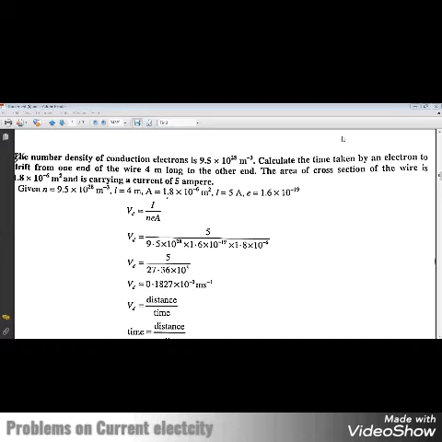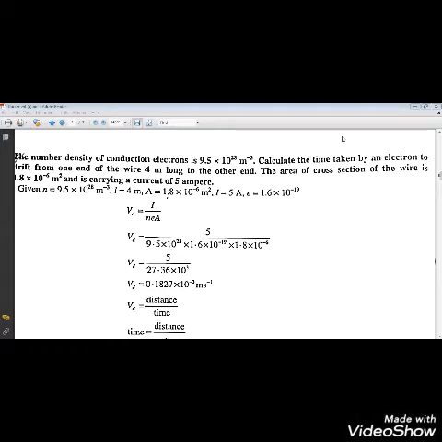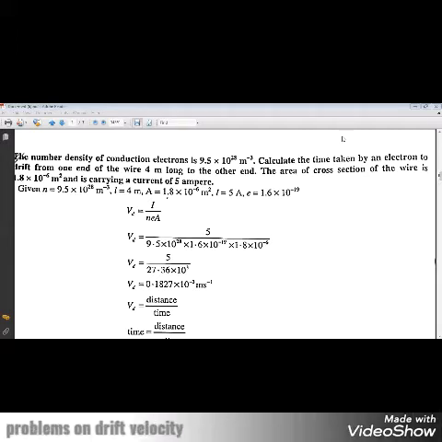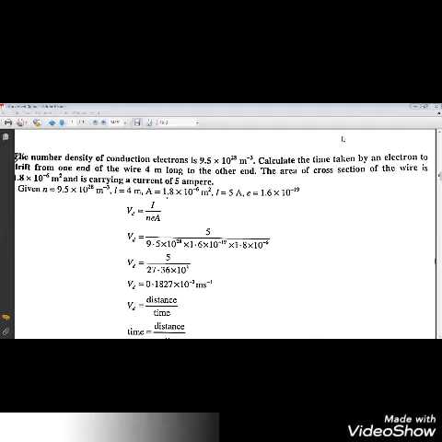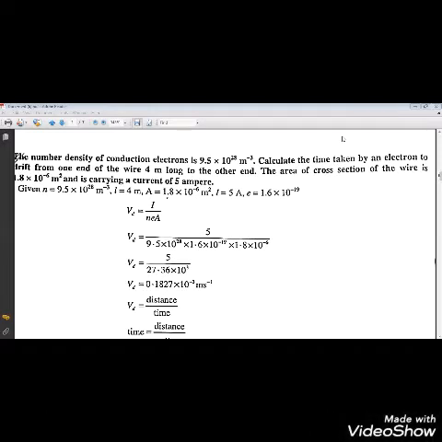The number density of conduction electrons is 9.5 into 10 to the power of 28 per meter cube. Calculate the time taken by an electron to drift from one end of the wire, 4 meter long, to the other end. The area of cross section of the wire is 1.8 into 10 to the power of minus 6 meter square and it is carrying a current of 5 ampere. Okay, let us see the problem.